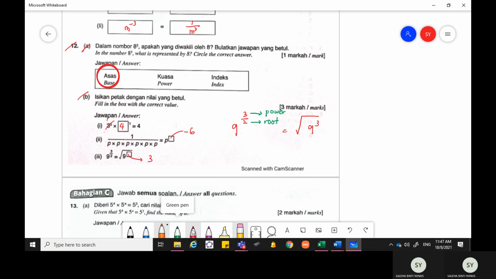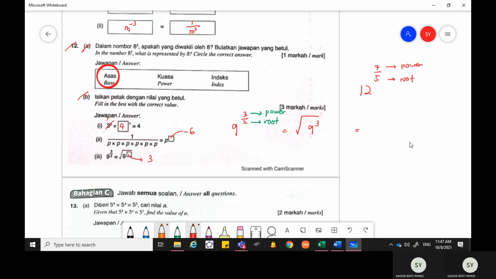Let's say kalau saya bagi contoh tambahan. Okay, contoh tambahan kita ada for example 12 to the power of 7 over 5. Okay, for example like this. So macam mana kita nak jadi root form. Okay, so ni just tambahan info. So atas ni power, bawah ni root.